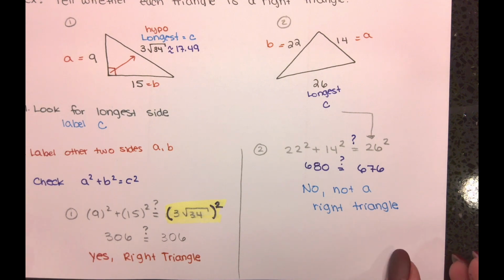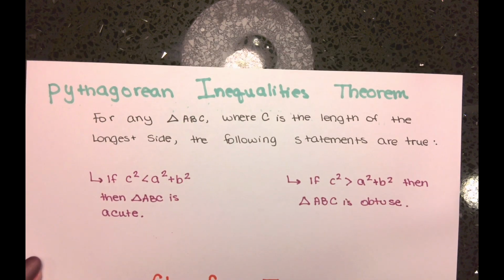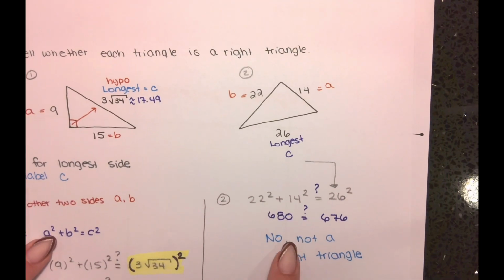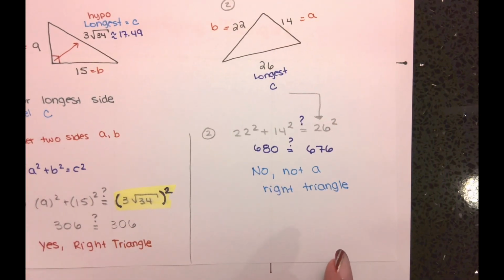Right, moving forward, we got one more, and that is called the Pythagorean Inequalities Theorem. Let's go back actually for a quick second. So looking at this example, no, it's not a right triangle. Well, if it's not a right triangle, then what kind of triangle is it? We have three choices. We have an acute triangle, which is small and pretty. We have a right triangle, which is 90 degrees, and then we have an obtuse triangle, right? It's the largest triangle with an angle that's larger than 90 degrees.